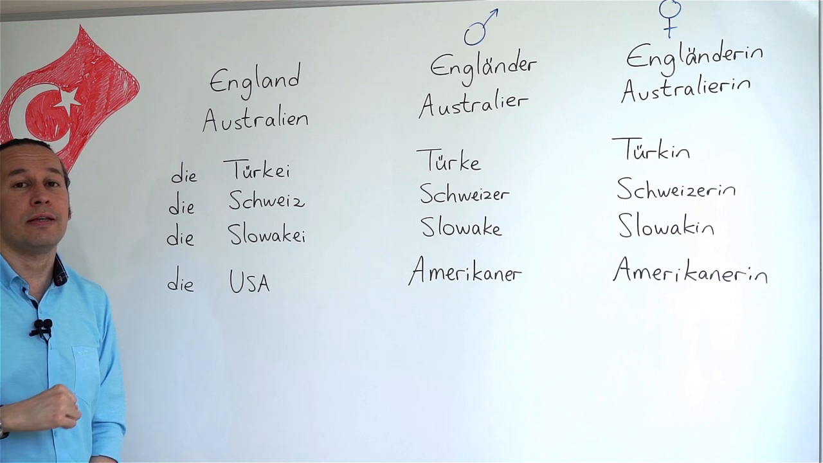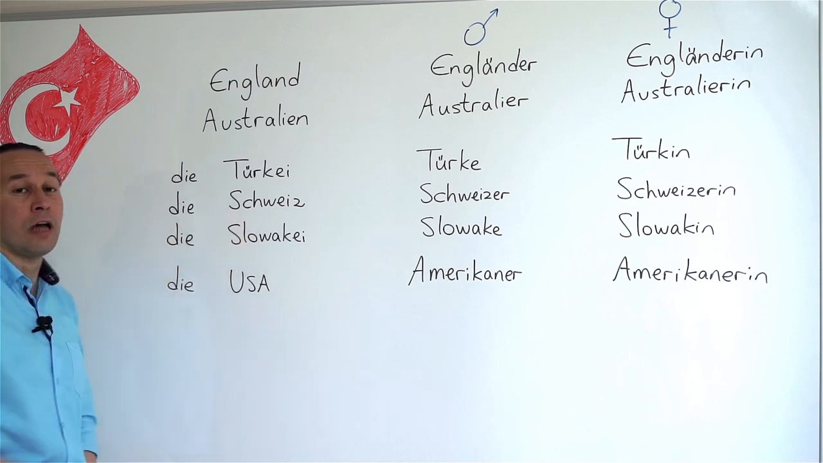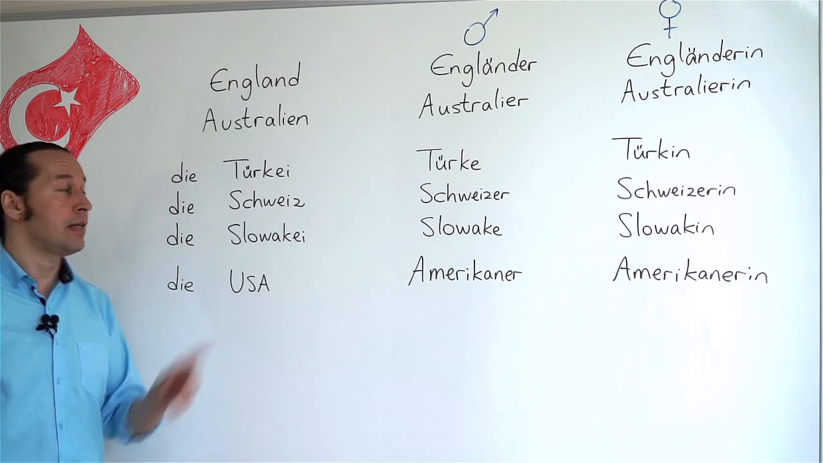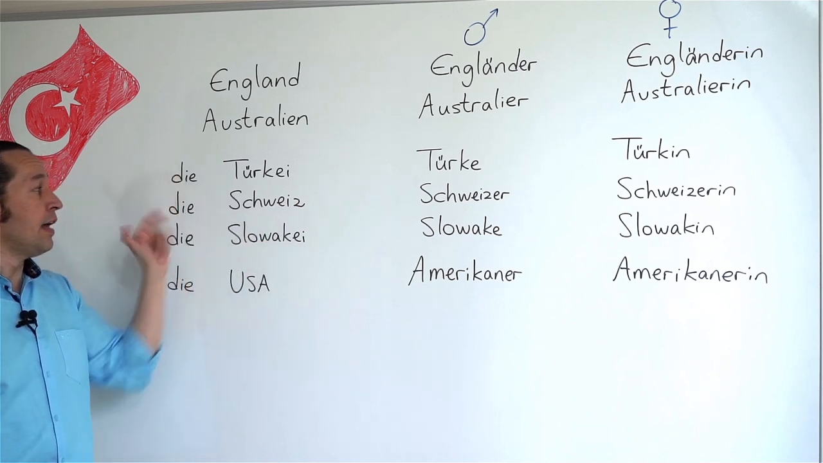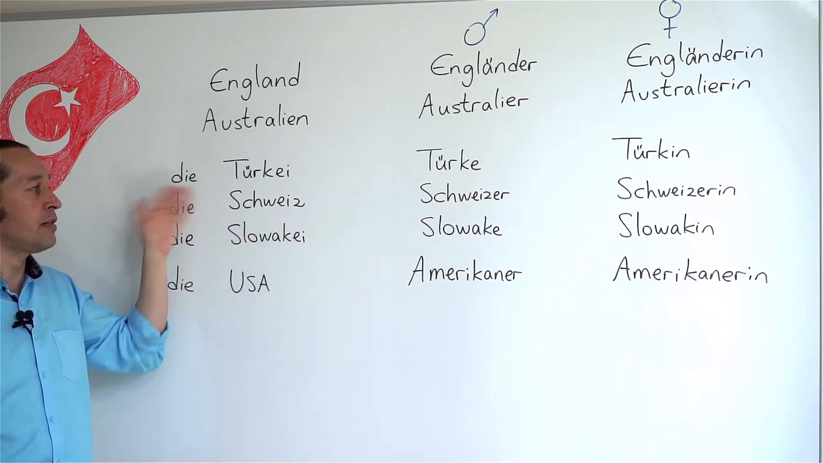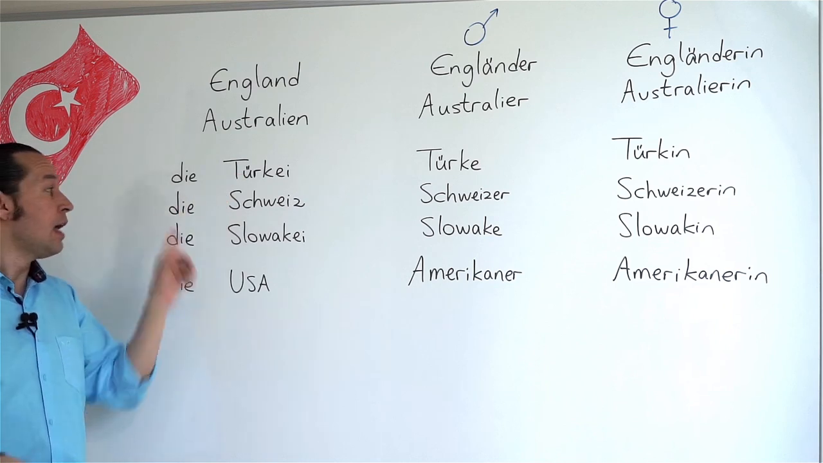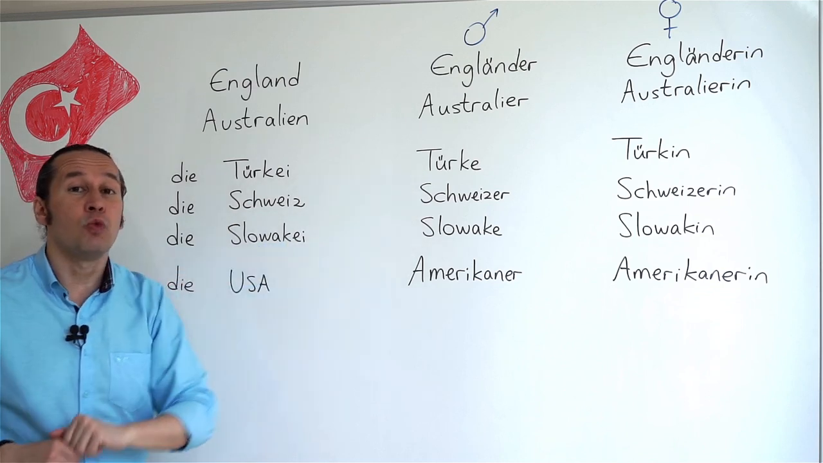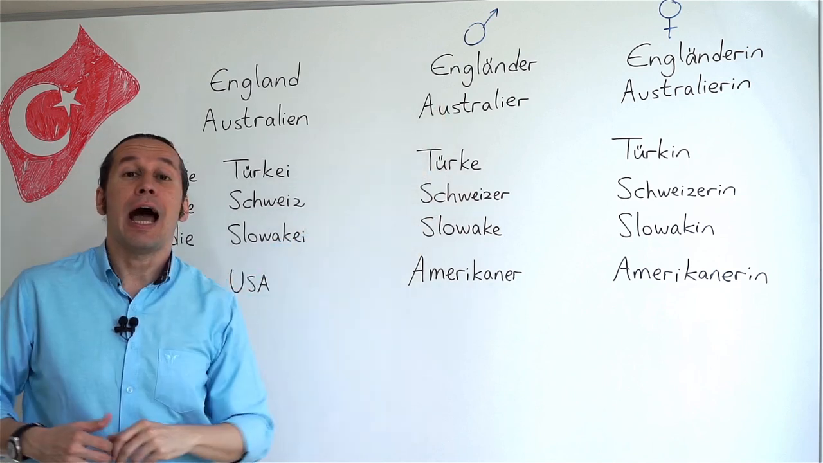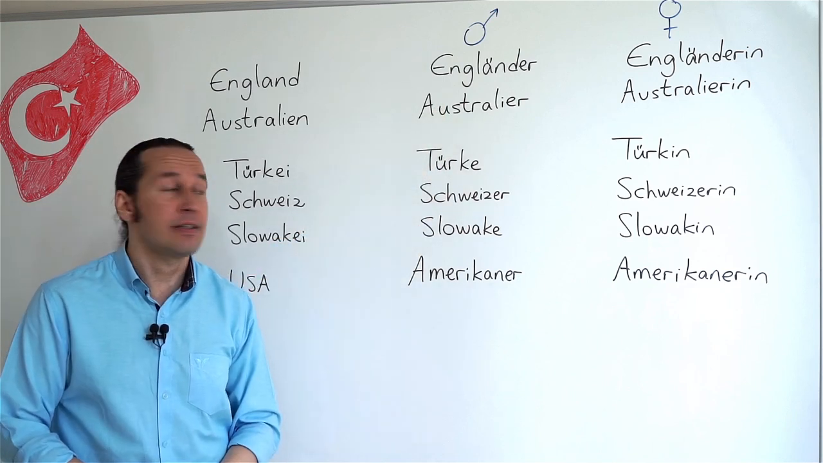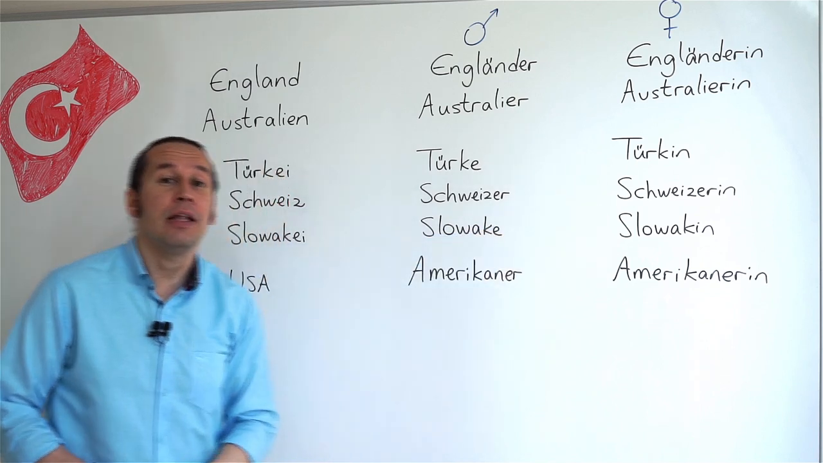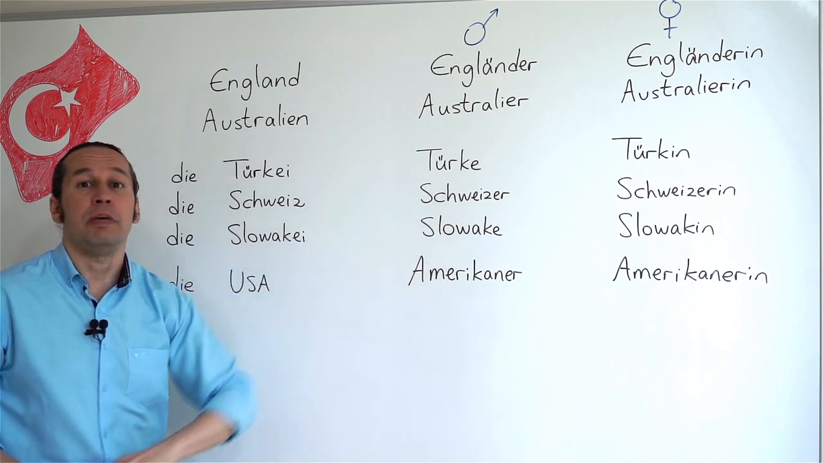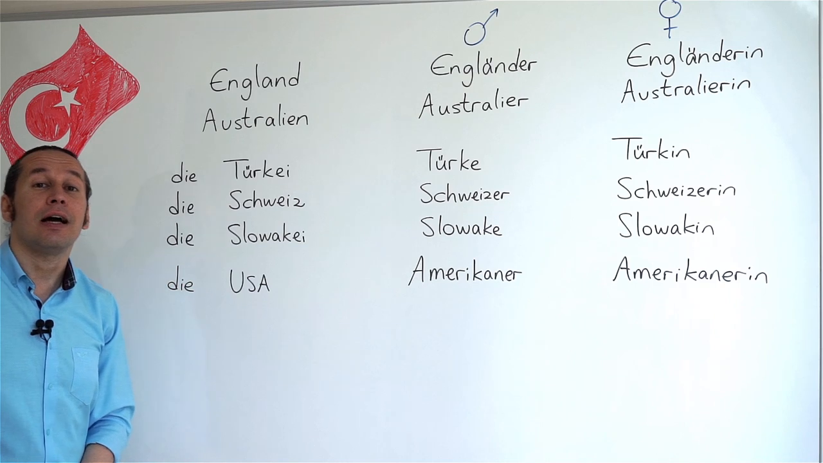So what about Switzerland? Switzerland has also the article die. So die Schweiz stands for Switzerland. We cannot leave this out and say Schweiz only. No, that wouldn't be correct. I need to mention the article, die Schweiz. If I say a Swiss male, I'll say Schweizer. If it's a Swiss female, I'll say Schweizerin.